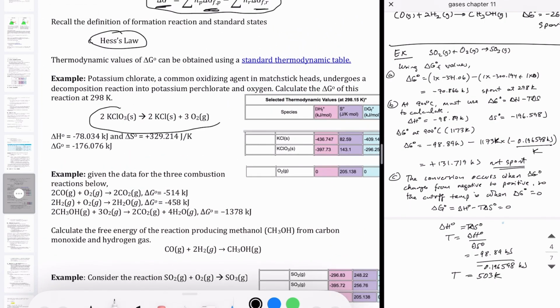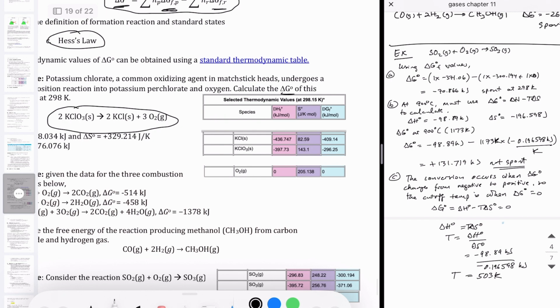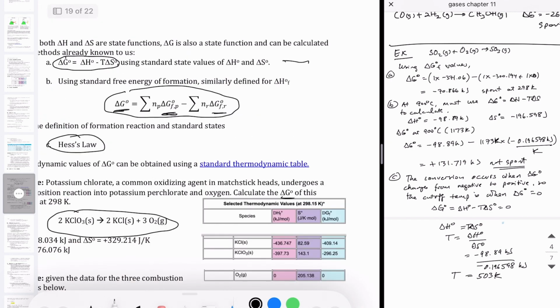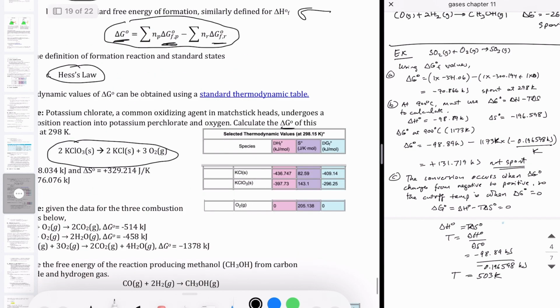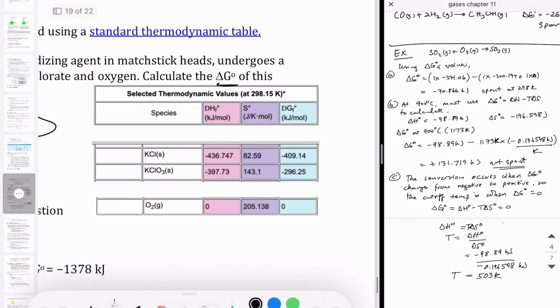The first one gives us a reaction here, and it tells us to calculate the delta G for this reaction. There's a couple of ways to calculate this delta G. You can either use your method 1 or you can use your method 2 here. There's no Hess's law method since we're not given several reactions to manipulate. So I've gone into our thermodynamic table to pick out exactly the numbers that we are going to need.